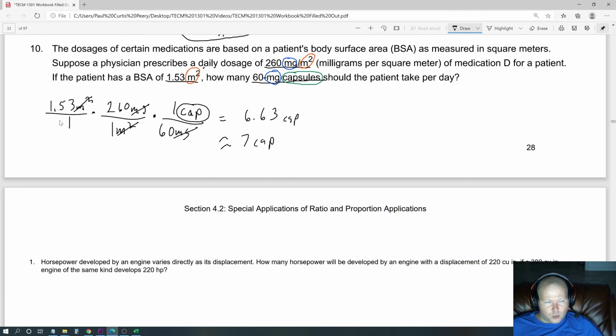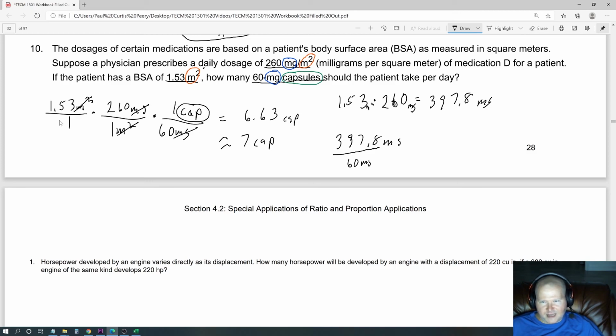Now you can come to the same conclusion one step at a time. You could say, well, I have 1.53 square meters, and for every square meter I get 260 milligrams. So I multiply those together, and this gives me the number of milligrams, which would be 397.8. Now I'm at milligrams. I have 397.8 milligrams, but I know I have 60 milligram capsules, so I divide this by the 60 milligrams, and that would be the number of capsules.